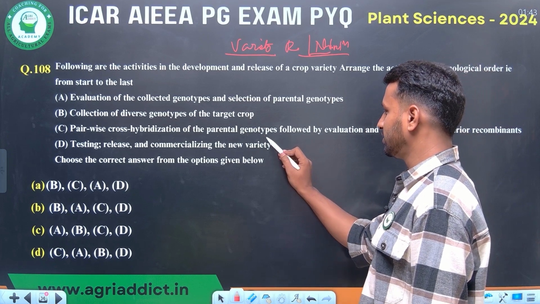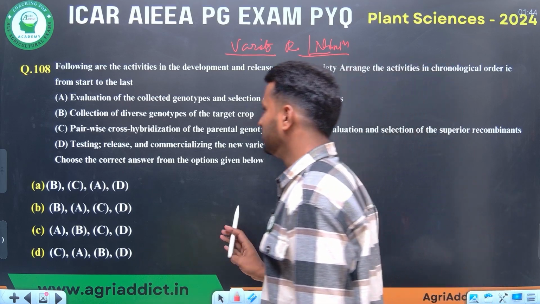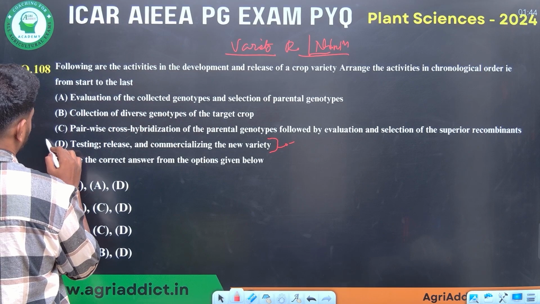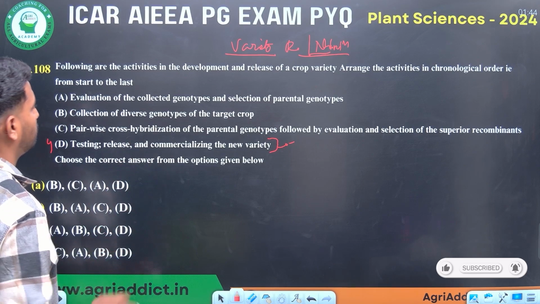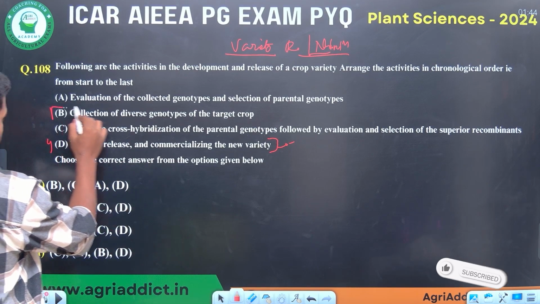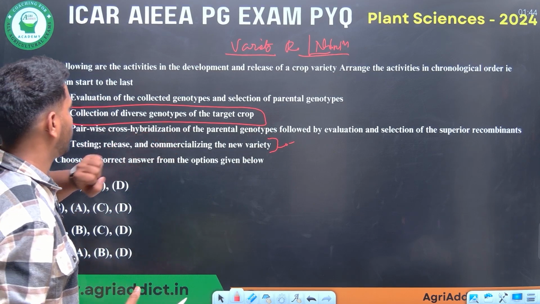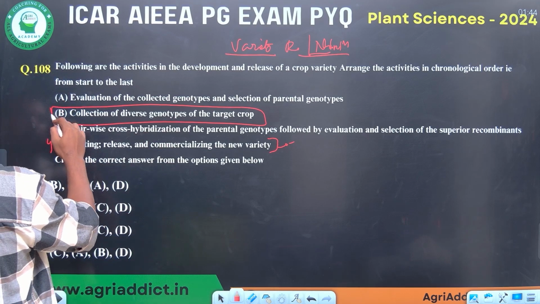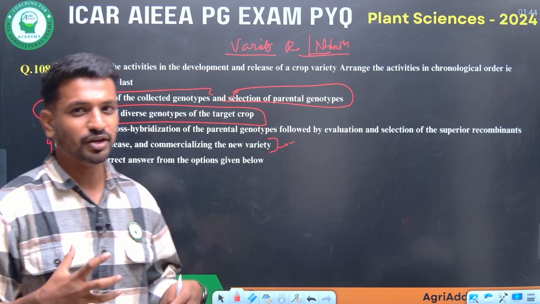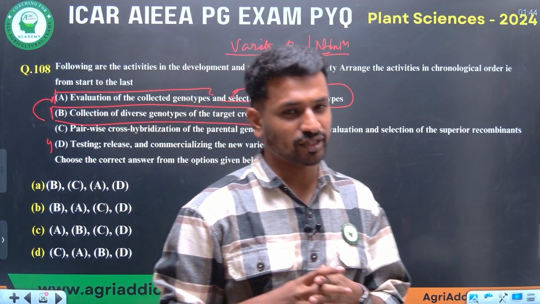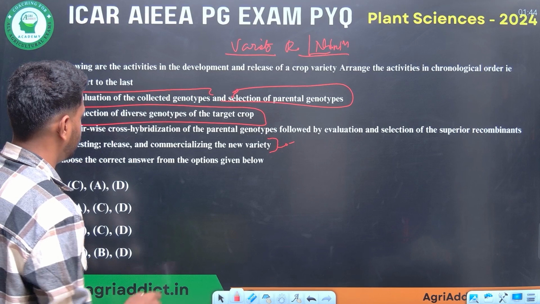So here you can definitely say the D will be last, and again in the options also D is last. So you have to make something out of it. So D is done, it will be last. Let us mention it as 4. The evaluation of collected samples of genotypes and selection of parental genotypes. So now first we have to collect the diverse genotypes for the target crop, and then we have to go for evaluation of the collected genotypes and selection of the parental genotypes. So out of collected genotypes, we will pick out some of the genotypes which are good for the parents, and then this is 1, this is 2, and then we will go for the pairwise crosses, that is hybridization.